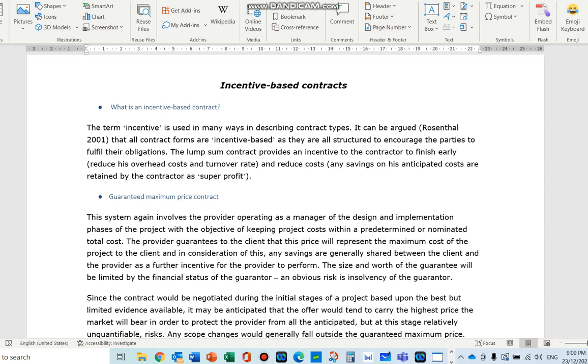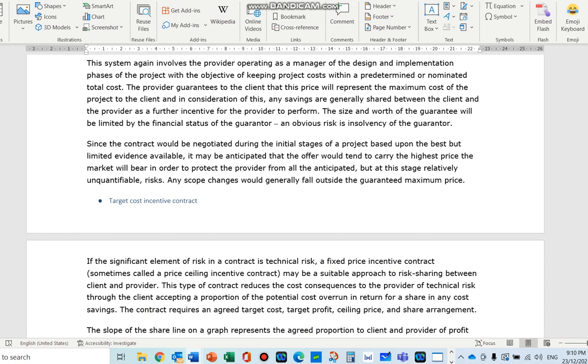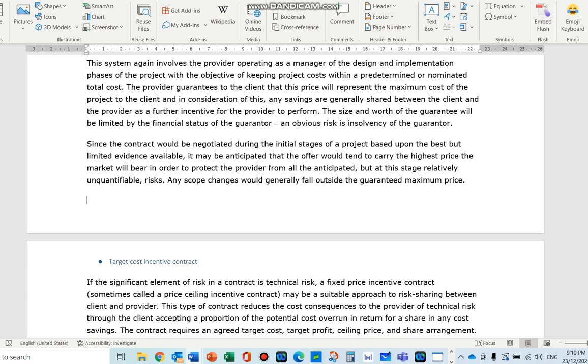So guaranteed maximum is like you're getting the contractor to sign the price that is the highest level possible, and then you go down from there. Okay, and then they will give you incentives based on the savings that you get at the end of the day. So they will give you a ceiling price, like you won't go more than that. So you want that as a certainty.